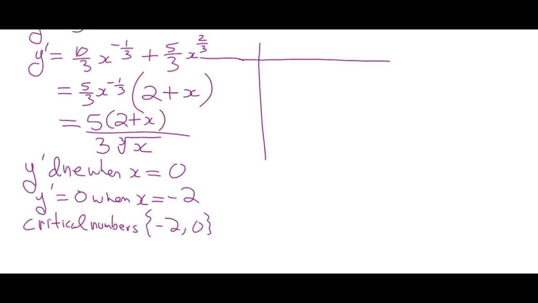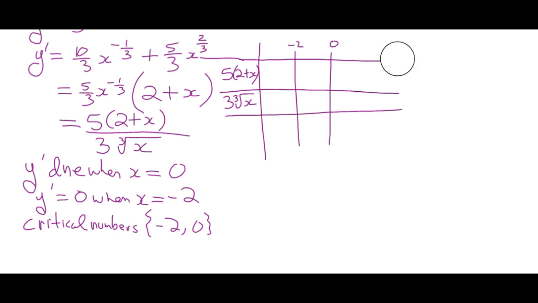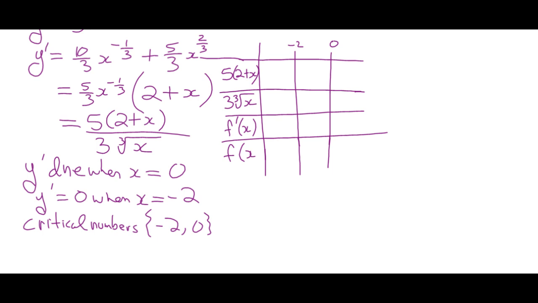All right, so we've got our factors. Let's call the first factor 5 times 2 plus x, because whatever the sign of 2 plus x is, the 5 is just going to keep it. And let's call the bottom one 3 cube root x. Okay, and we have -2, and we've got 0. We don't need to extend that far. We're going to get f prime of x from this, and then we're going to get the direction of f of x from this, be it increasing or decreasing.